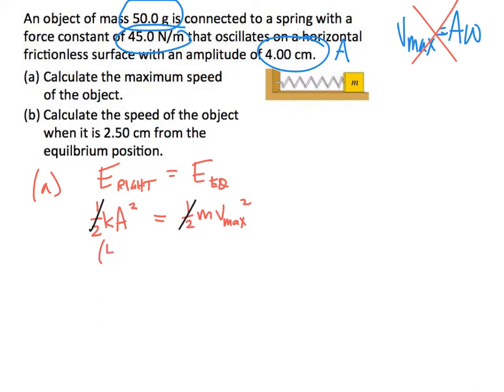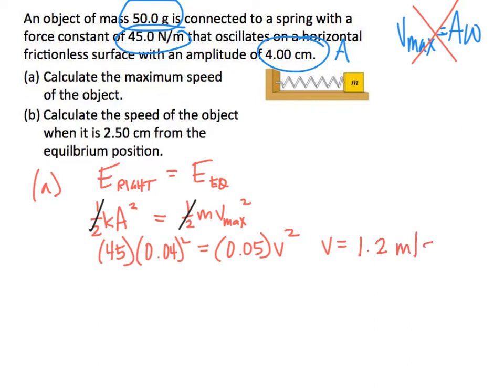If I put in my value of little k and my amplitude in correct units, 0.04 meters squared, and my mass, divided by 1,000 there, so 0.05 kilograms, times my maximum speed squared, I will be able to find how fast the block is moving through the equilibrium point, which is its maximum speed. Not a huge number, this is just a little block on a surface, but 1.2 meters per second is that maximum speed.